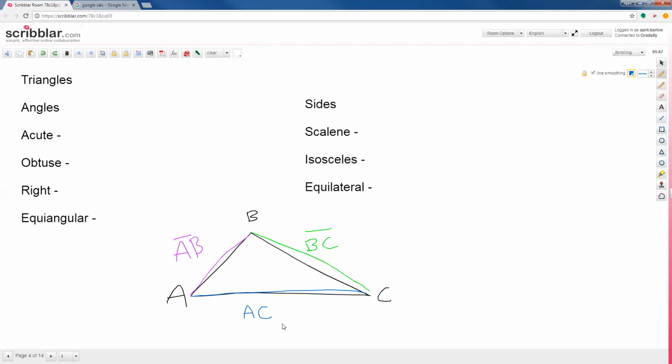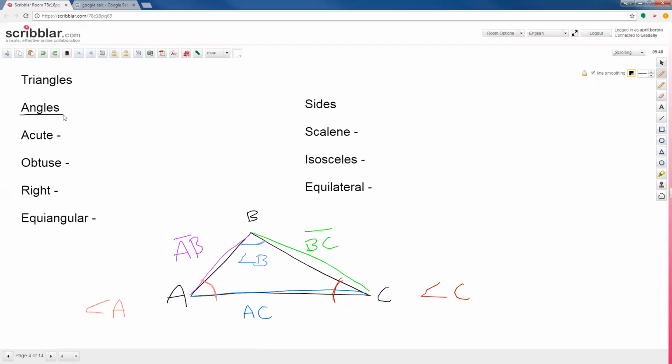So 3 sides, and there's the space inside. These are called angles. It's the distance in between the 2 lines. So this would be angle A. This angle up here would be angle B. And over here, this would be angle C. So 3 sides, 3 angles. And we can give each triangle we see a name based off those 3 sides and those 3 angles.